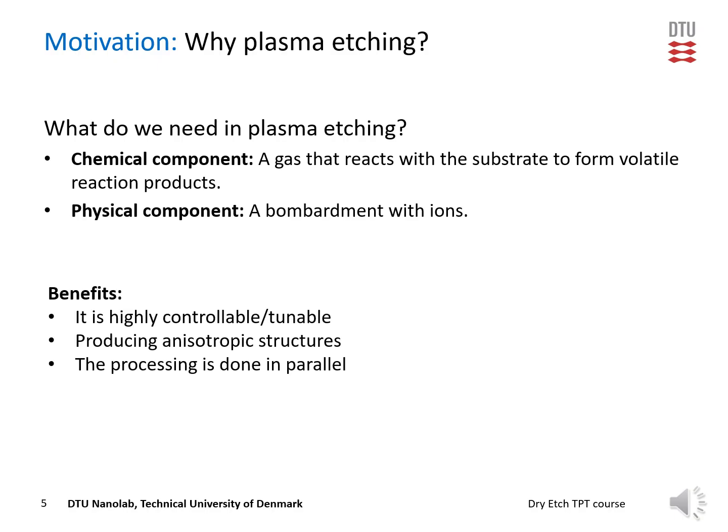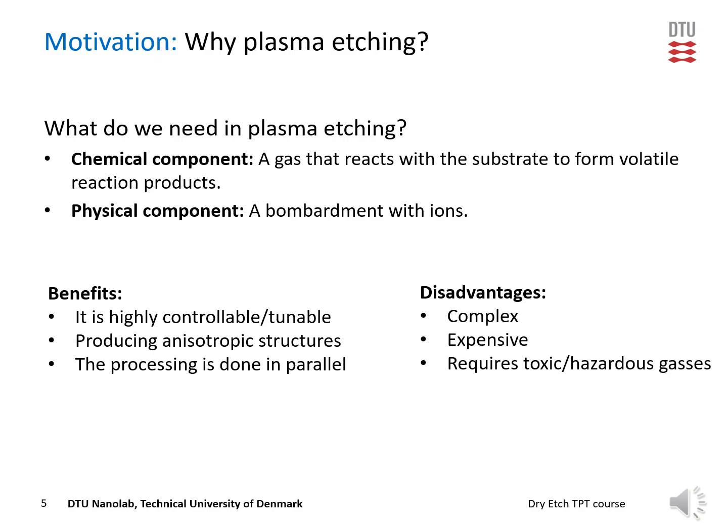The benefit of this combination is that plasma etching is highly tunable and capable of producing anisotropic structures across an entire wafer surface in a single parallel process. The disadvantages are that plasma tools are complex, delicate, and expensive, and the gases involved can be hazardous. This is why proper operation and safety procedures are essential parts of the course.